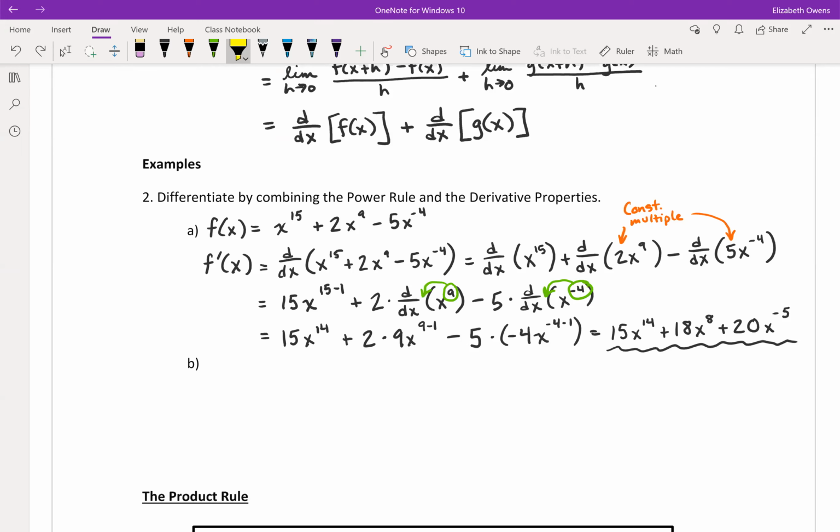All right, let's do another one here just to see what this can do for us. Okay, let's call this function g of x, just to switch things up. And this one will be 5 times the cube root of x squared plus x squared times the 5th root of x cubed.